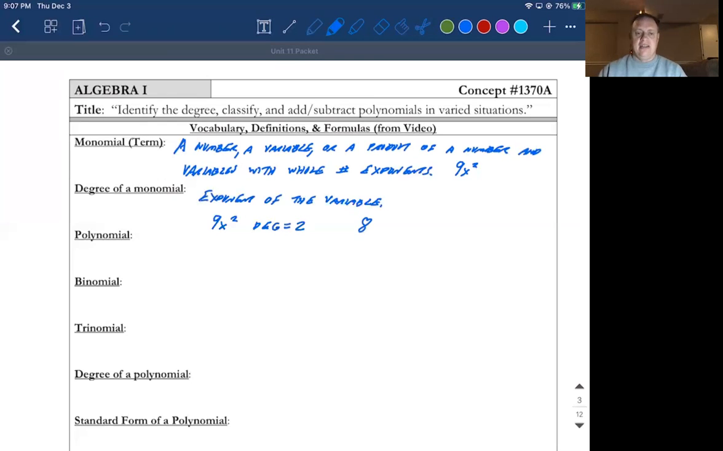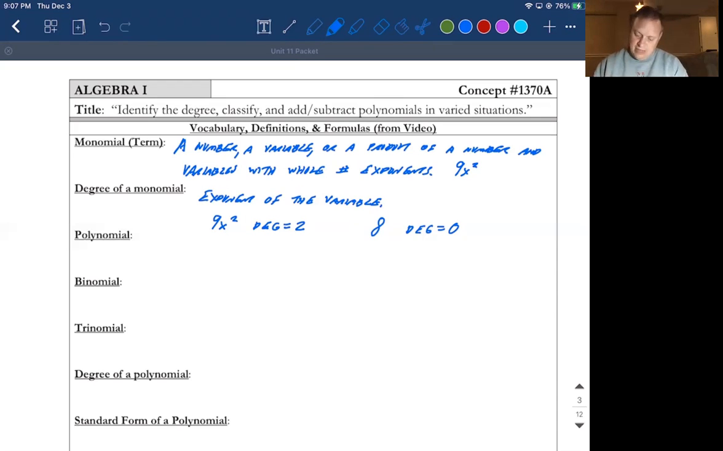Here's 8, also a monomial. What's its degree? Well, because it's x to the 0, there's no x variable there, this has a degree of 0. Because anything to the 0 power is 1, and 1 times 8 is 8. So I could put it back like it was, and there I go. All right. Let's keep moving.